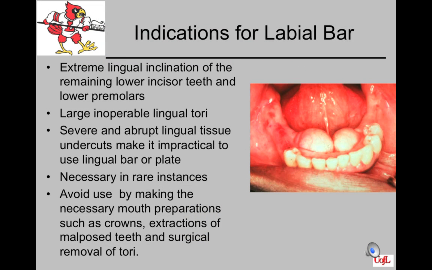The indications for the labial bar are when you have extreme lingual inclination of the remaining lower incisor teeth and the lower premolars, when you have a large inoperable lingual tori as shown on the patient on the right, or the patient can't have surgery for some reason. When you have severe and abrupt lingual tissue undercuts, it makes it impractical to use the lingual bar or plate and more practical to use the labial bar. It's really necessary in rare instances.